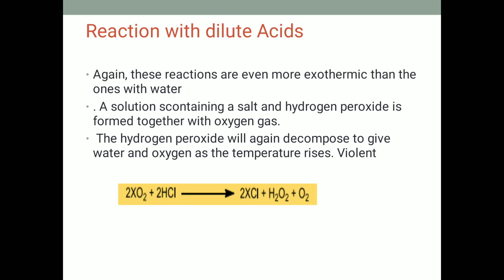Reaction with dilute acid. This reaction is even more exothermic than ones with water. A solution containing a salt and hydrogen peroxide is formed together with oxygen gas. The hydrogen peroxide will again decompose to give water and oxygen as the temperature rises.